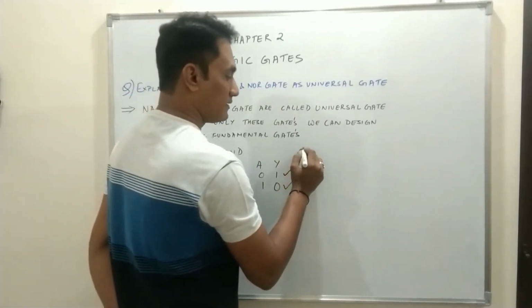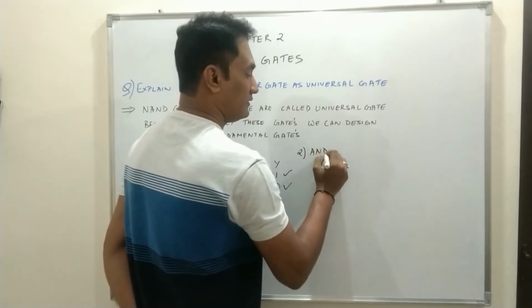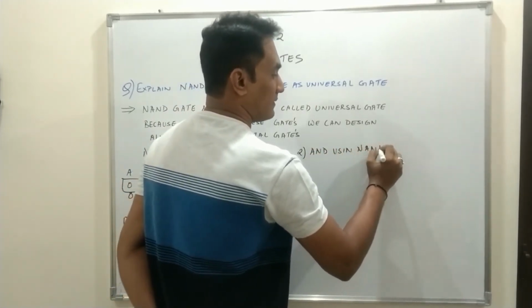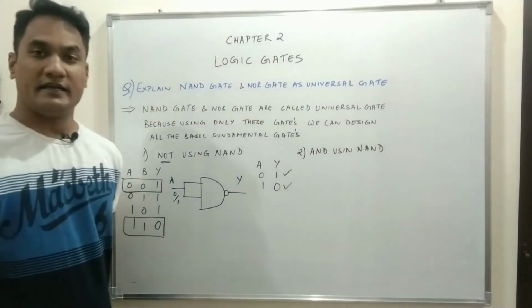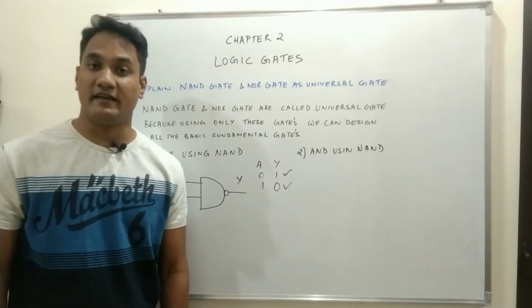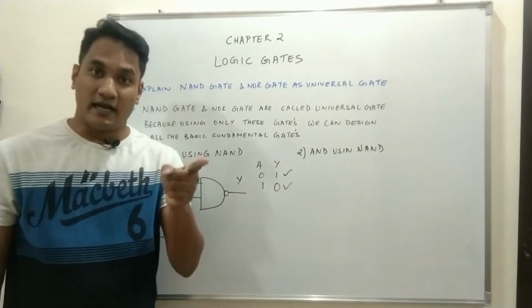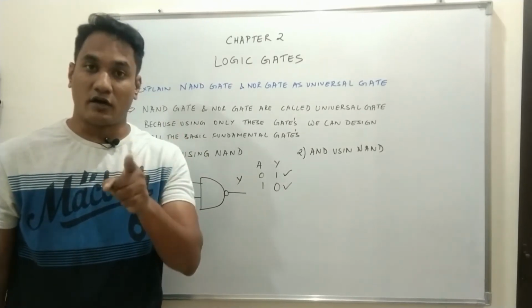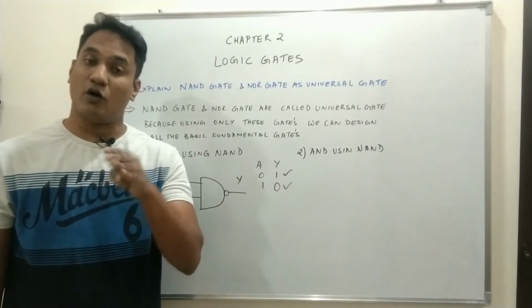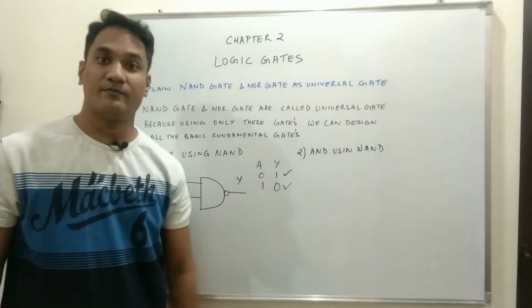Second, AND using NAND. AND gate using NAND. See how we define NAND gate. NAND is AND followed by NOT. Complement of AND is NAND. So how to design AND using NAND?